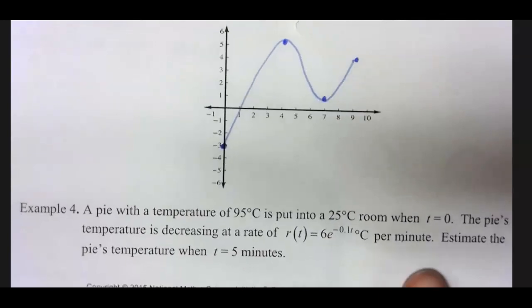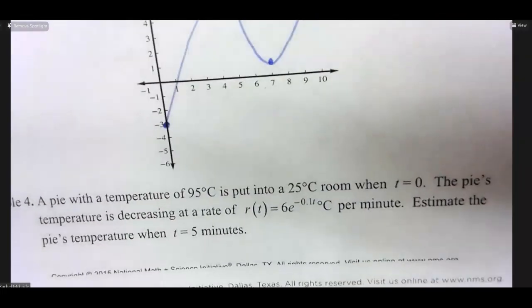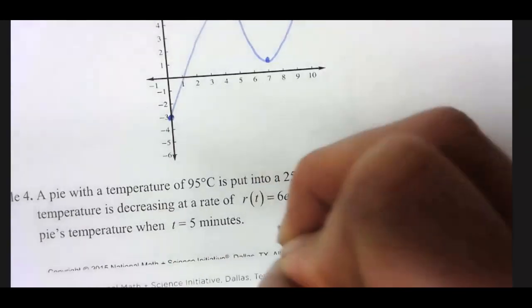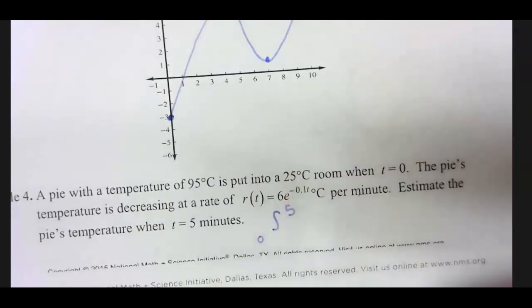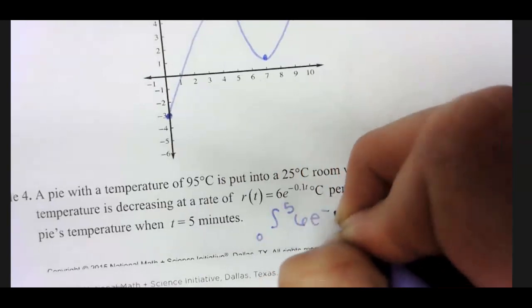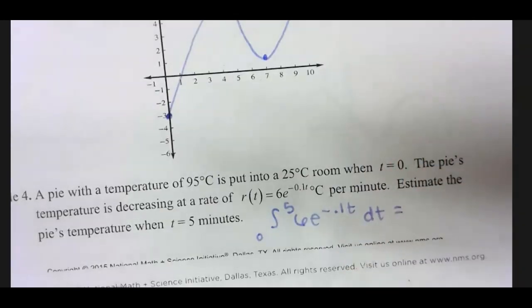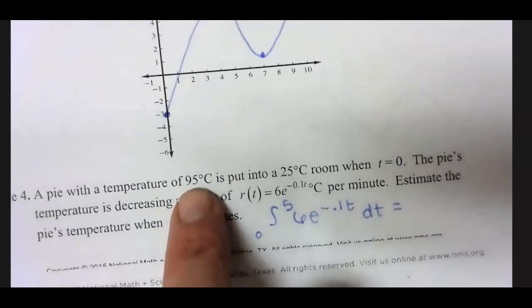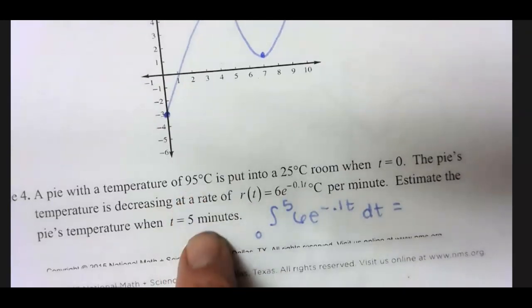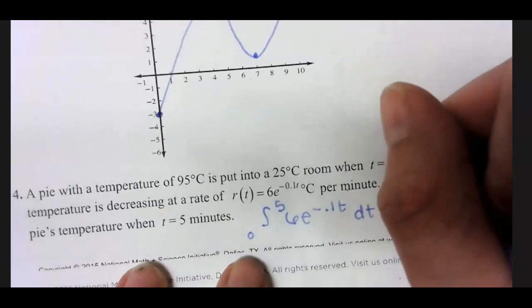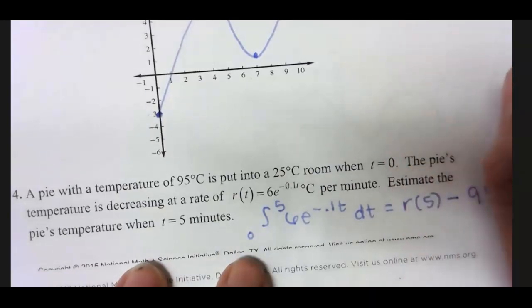And then down here in example 4, all you had to do is set up the integral and use your calculator. Because again, anytime you have decimals, those are calculator problems. So your integral for 4 should have been the integral from 0 to 5 of the function 6e to the negative 0.1t dt. And then that would have been equal to r of 5 minus 95, since r of 0 is given as 95 degrees at t equals 0.